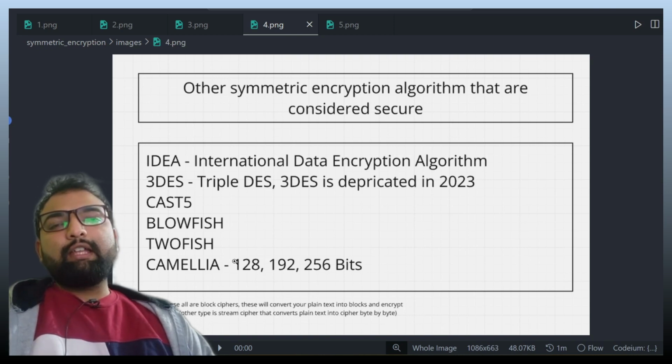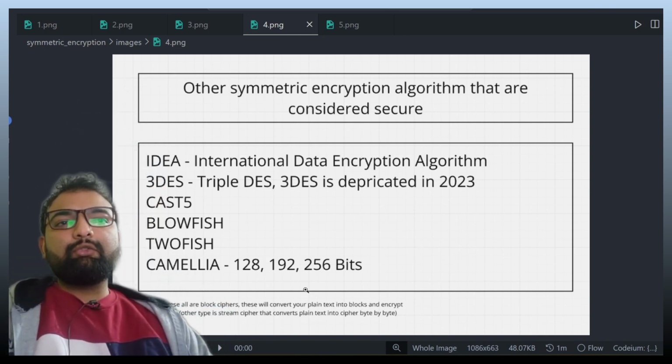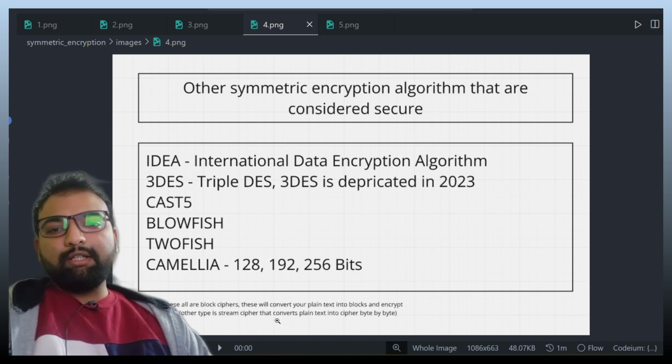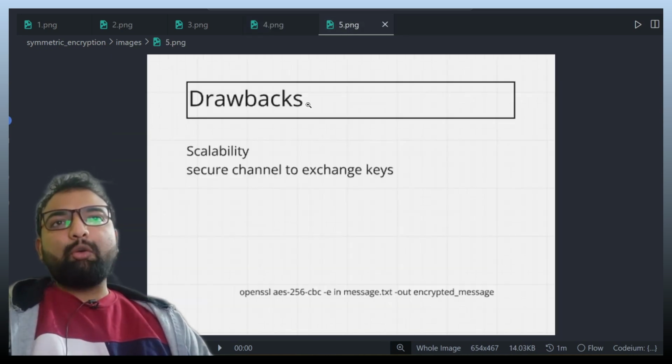All of these algorithms work as block ciphers. There are two types of cipher that we use. First is the block cipher, which works with blocks of 128, 192, 256 bits. Data gets split into blocks and then each block is encrypted and decrypted. The other type is stream ciphers, which convert our data byte by byte. You can look into the difference between block ciphers and stream ciphers.